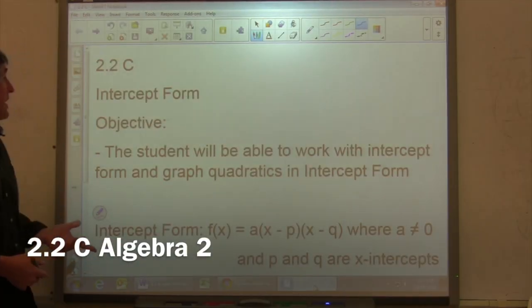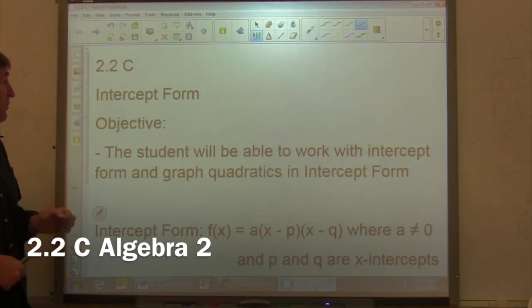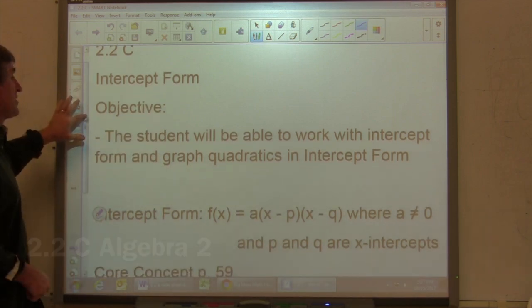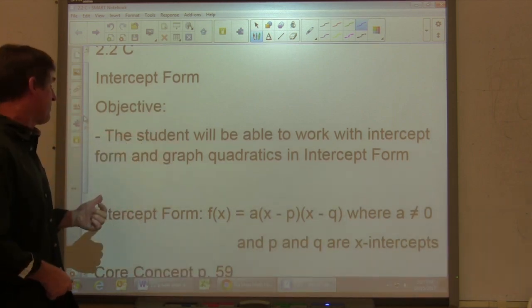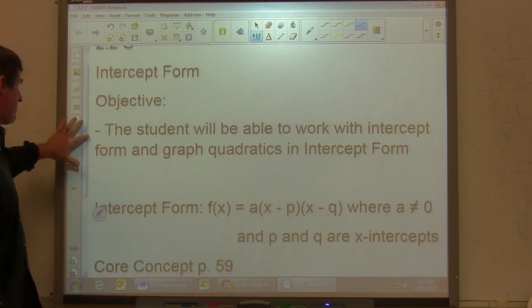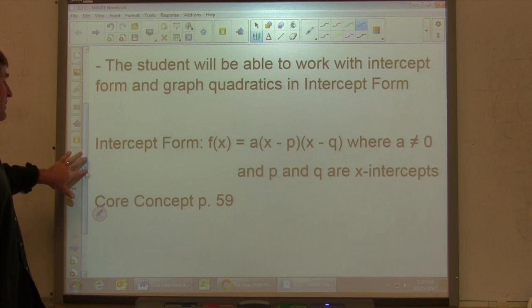This is going to be our third day on section 2.2, and today what we're going to do is look at what's called intercept form. So our objective for today is the student will be able to work with intercept form and graph quadratics in intercept form.